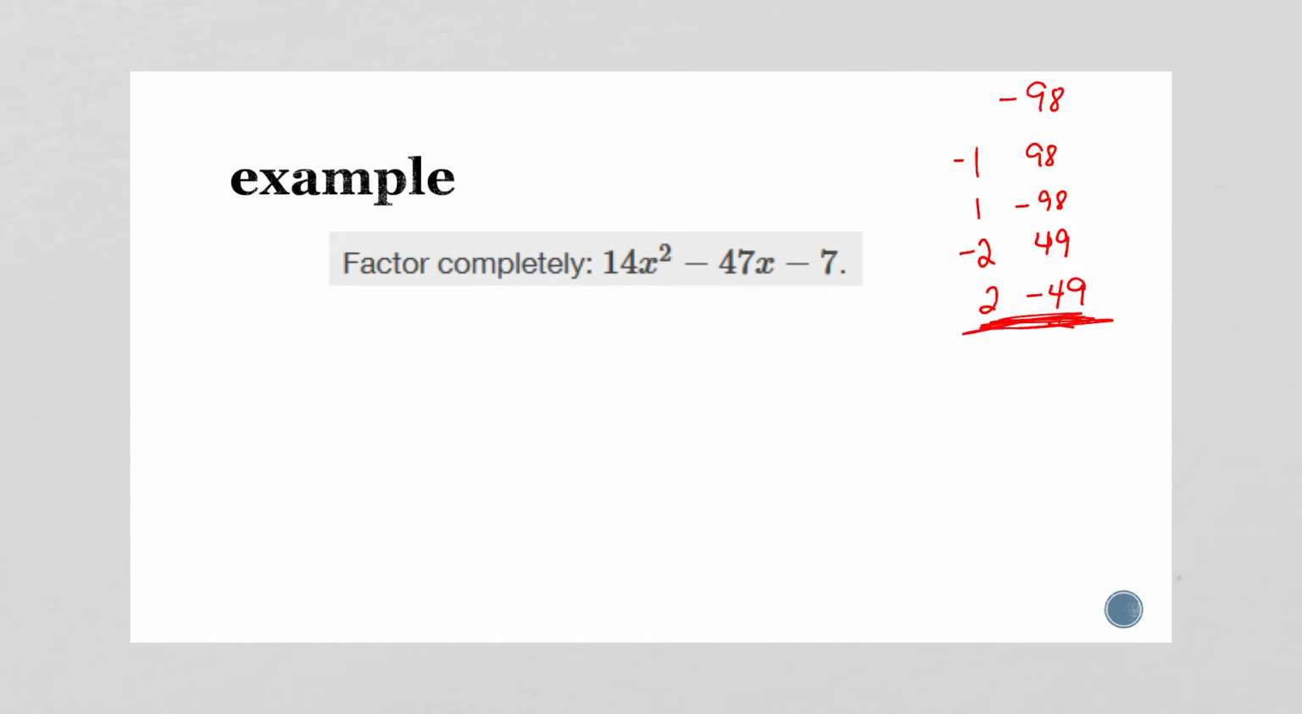And just so you know, there truly is only one pair that would work. So you could go ahead and write the rest of the pairs of factors for -98. But there will truly only be one pair that adds up to be that middle term if it is factorable.